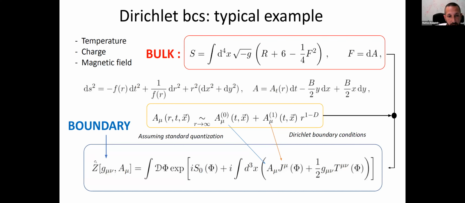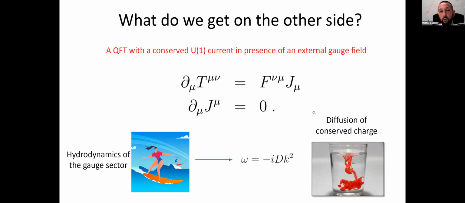Now, for most of my talk, actually all of my talk, I will be interested in the low energy description of the systems. Now, if we do what I just outlined in the previous slides, what do we get on the quantum field theory side? We get a quantum field theory with a conserved U(1) current in the presence of an external gauge field. And if you just want to describe the low energy of this theory, the equations that you want to consider are these two equations.